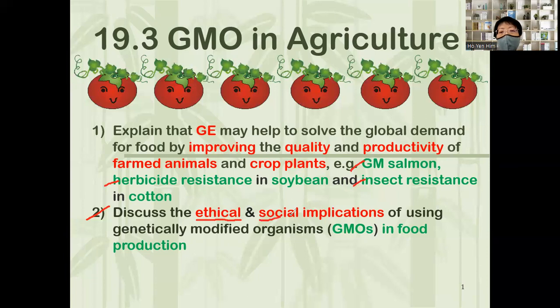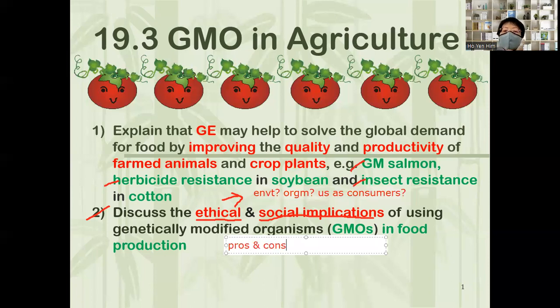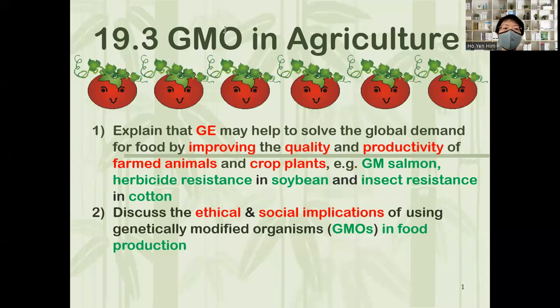That means, is it right for us to introduce it? Then we have to consider, how will it affect the environment? How will it affect other organisms in the environment? How will it affect us as consumers? So every time we say ethical and social implications, we have to look at both the pros and cons of introducing this GMO, and therefore, should we continue to introduce them and grow them or not? So this is called ethical and social implications.